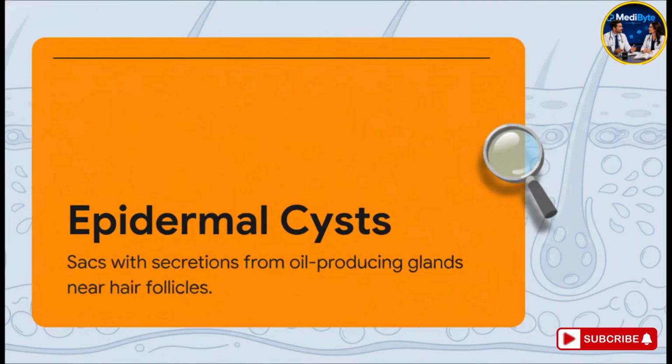Building on that, let's look at the second type, vulvar epidermal cysts. These are similar small sacs, but there's a key difference on the inside. Instead of surface tissue, they contain secretions from your oil-producing or sebaceous glands located right near your hair follicles. You might be surprised to realize the skin down there has oil glands just like your face does, and they act in very similar ways when it comes to things like blocked pores.